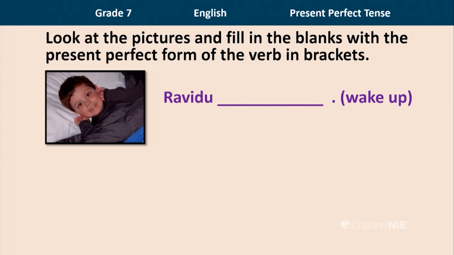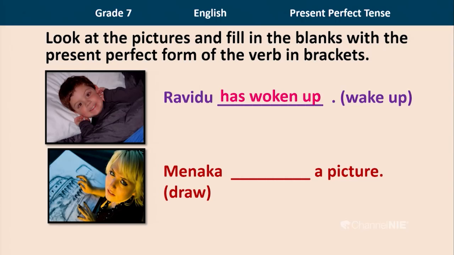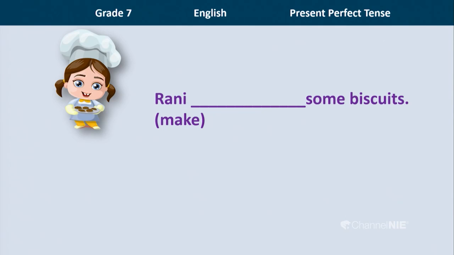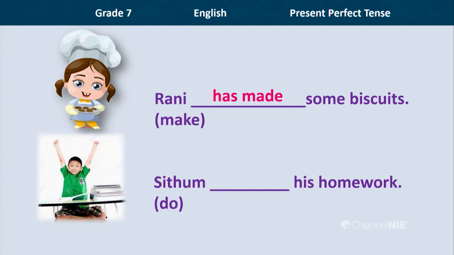Ravidu blank wake up. Now, we have to use present perfect to fill in the blanks. Ravidu has woken up. Yes, Ravidu is singular, so we are using has and woken up. Next one. Menaka blank a picture. Draw. Menaka is singular, so Menaka has drawn a picture. Rani blank some biscuits. Rani is singular, so we can say Rani has made some biscuits. Situm blank his homework. Situm has done his homework.